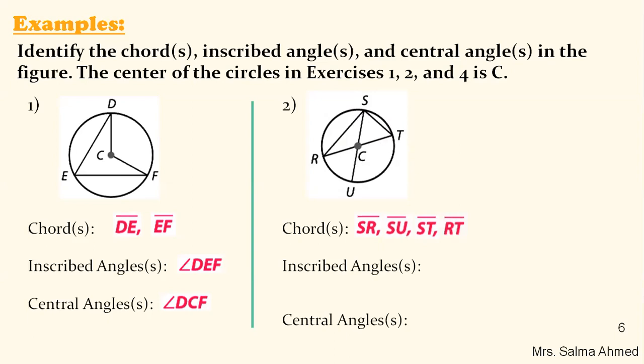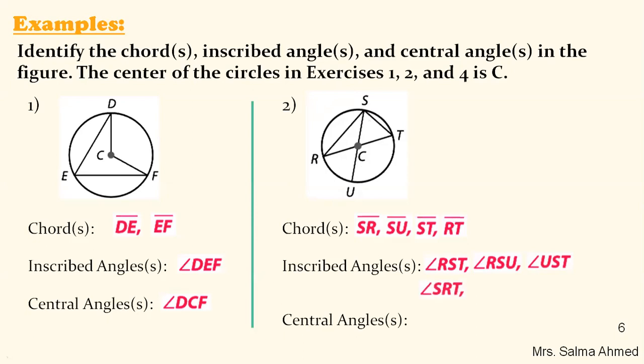What is an inscribed angle? An inscribed angle has its vertex on the circle. So I can mention SRT, I can mention RSU, I can mention UST. Let's see the answers. We have RST, this angle, angle S, and we have RSU, so we have this small one. We have UST, which is the other one.